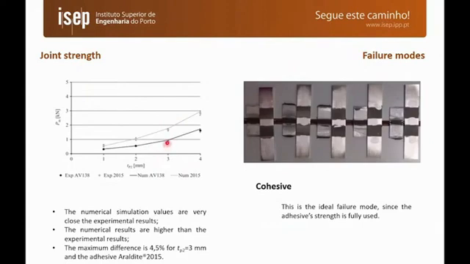So these points are the experimental data with the respective standard deviation, and the lines are the numerical points. So for both adhesives, we can see that we have a good correlation between the experimental data and the numerical data. So the maximum error is 4.5%. So we consider the model validated.